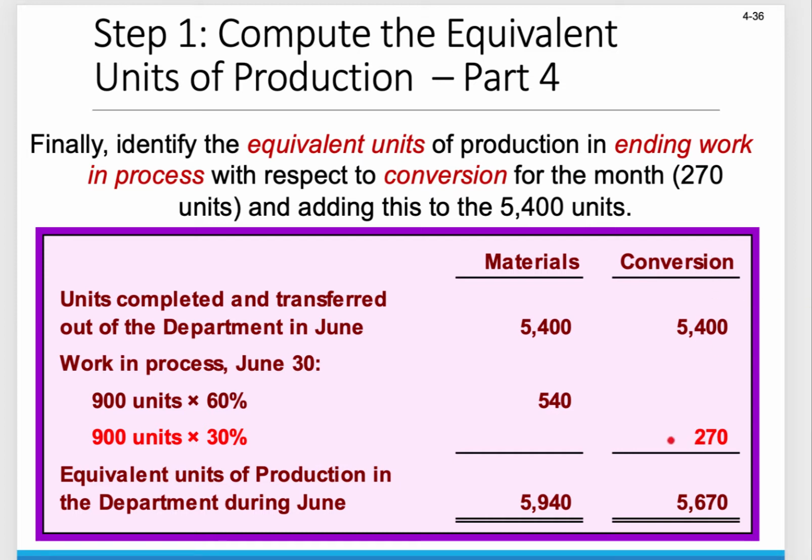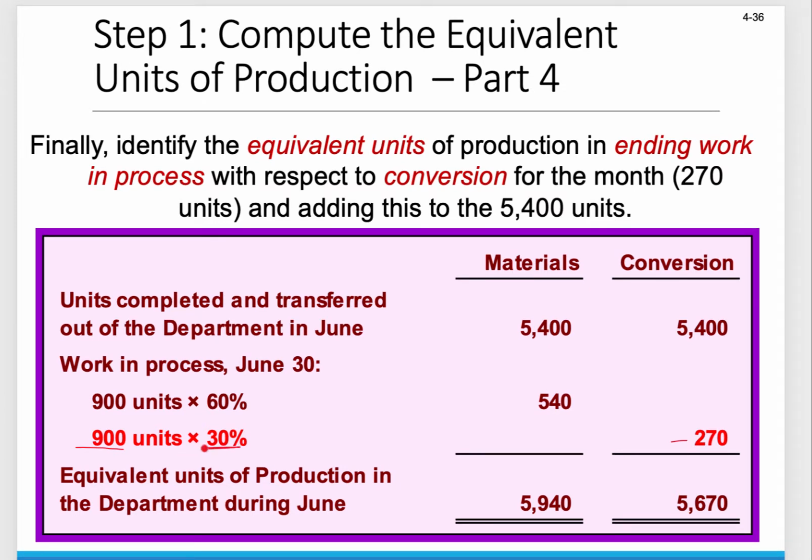Well, it's 270. How'd you get 270? Well, again, I have 900 partially completed units. With respect to conversion, they're 30% complete. That's 270 units. I add the 5,400, the units that I completed and transferred out with respect to conversion, plus the 270 equivalent units that I have in ending WIP. That means that the equivalent units of production at the end of the month for this department are 5,670. Again, that's with respect to conversion costs.